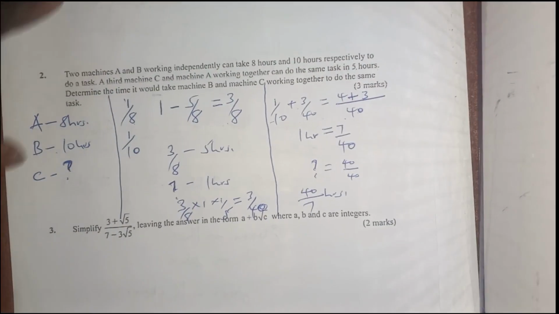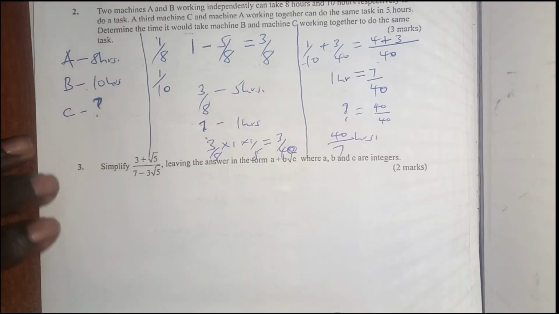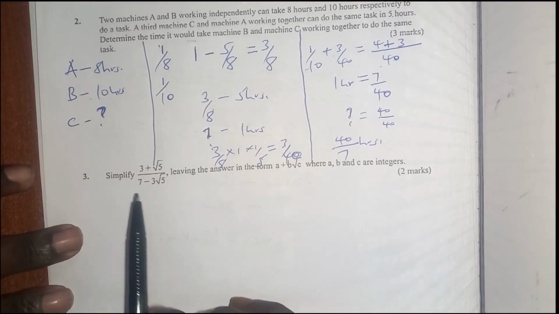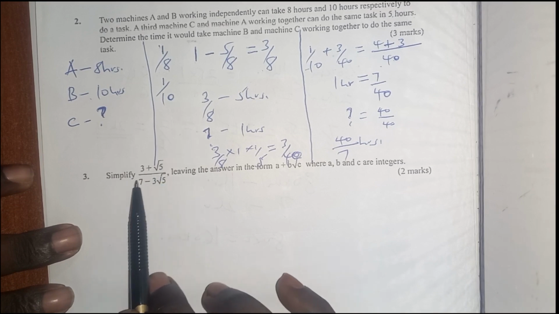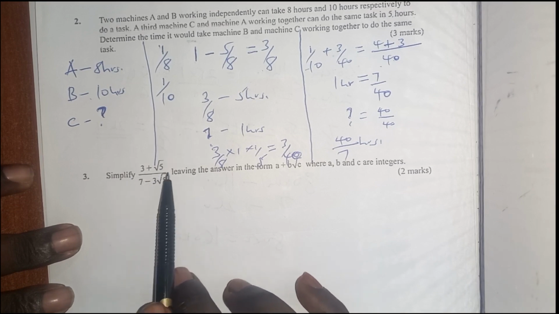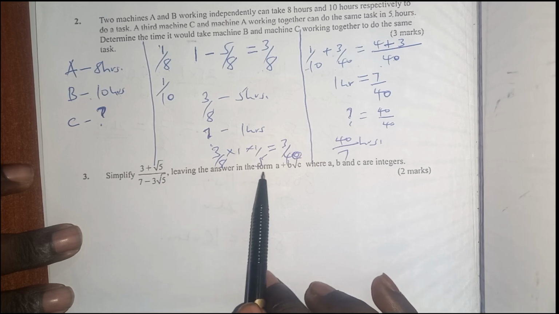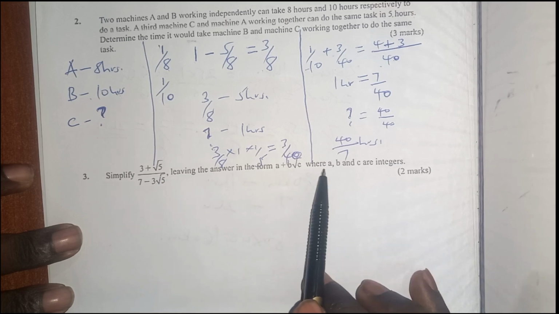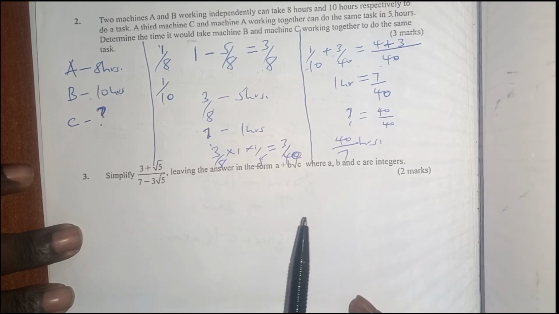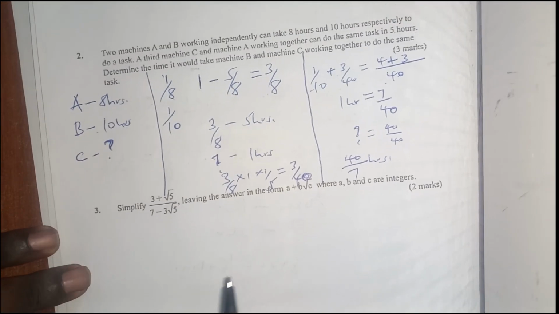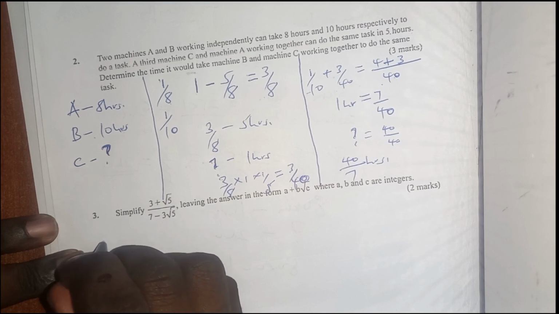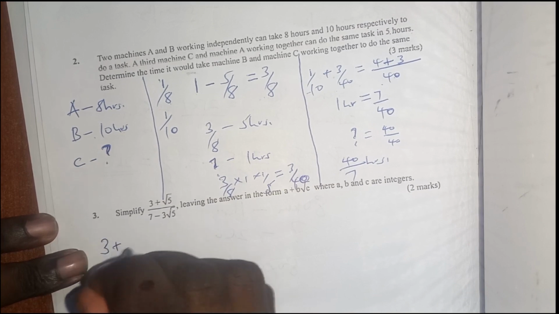While we are at it, let's just continue with the surds question. It says simplify 3 plus root 5 all over 7 minus 3 root 5, leaving the answer in the form a plus b root c, where a, b, and c are integers, right? So how it's done, we all know. Probably most of us know.